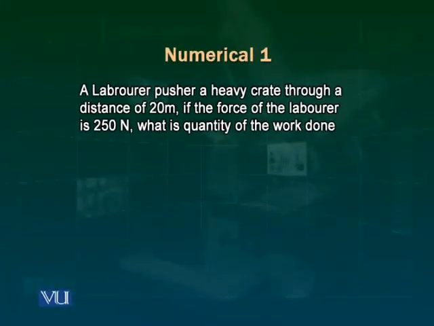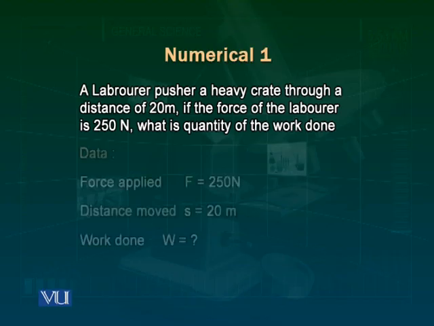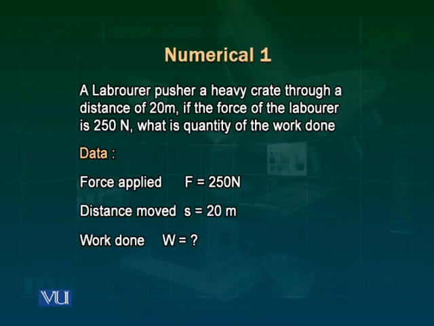Now, let us look at 2 numerical examples which will tell us how we can apply this relationship, work is equal to force into distance. Let us say a laborer wants to push a crate which has a certain weight, and he wants to push it a certain distance. In the numerical, the crate is pushed through a distance of 20 meters. The force which the laborer is applying is 250 newtons. We just have to see how much work is being done. The force applied is 250 newtons. The distance moved is 20 meters, and the work is what we require.